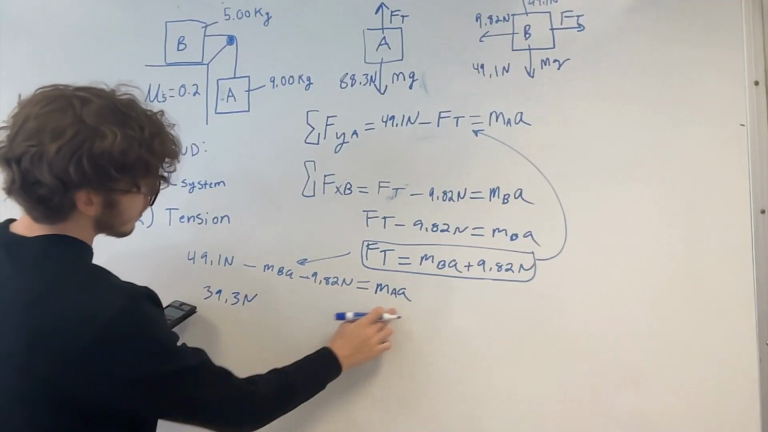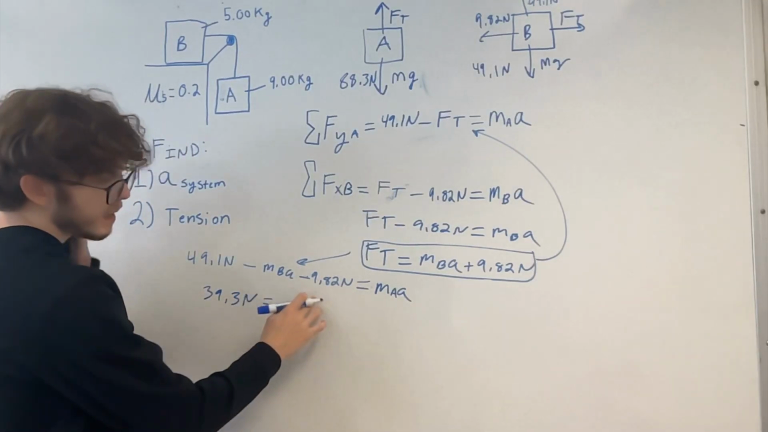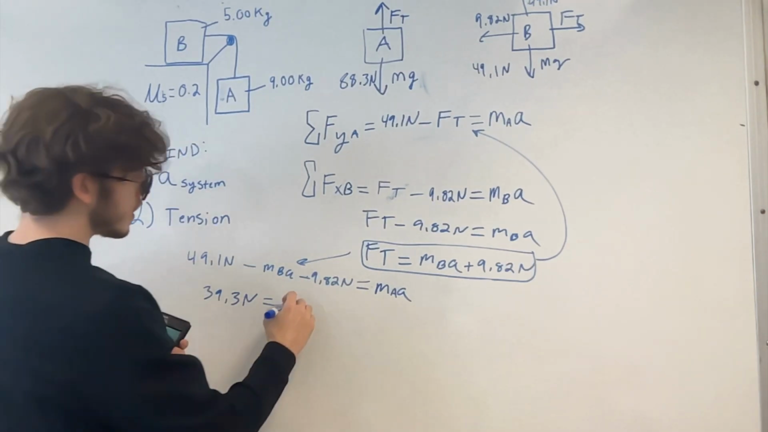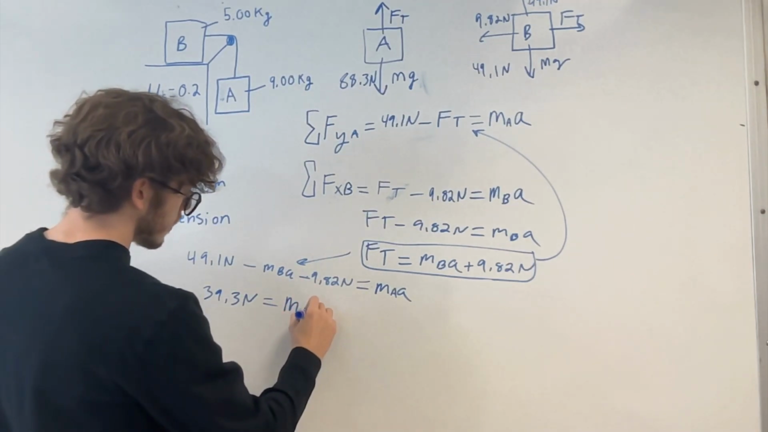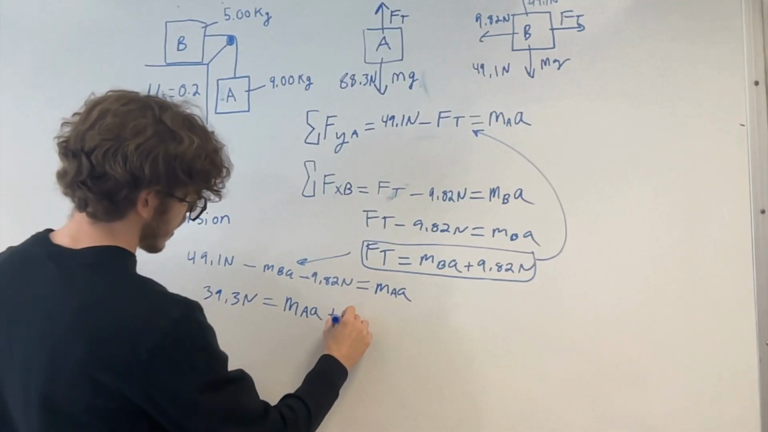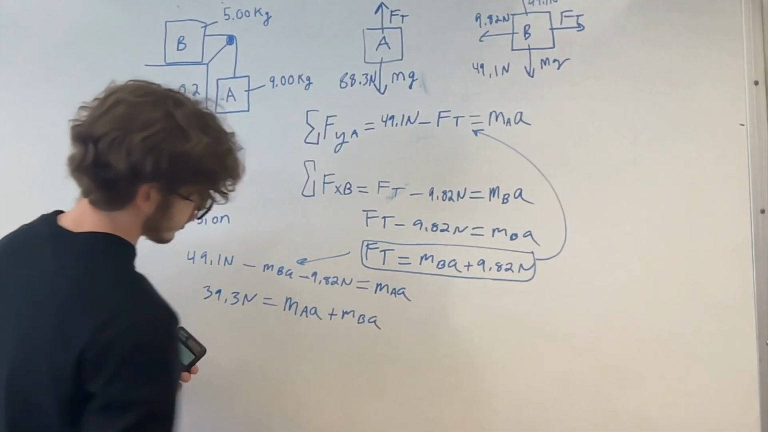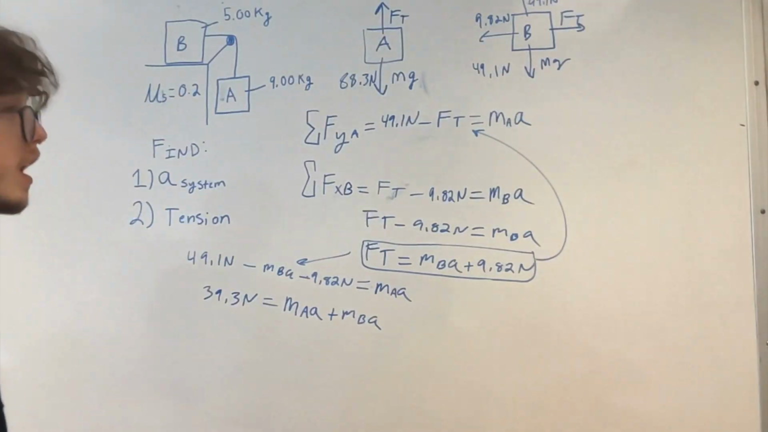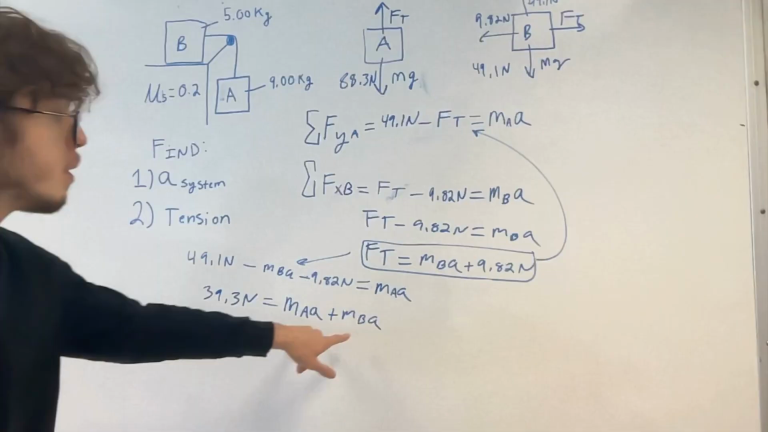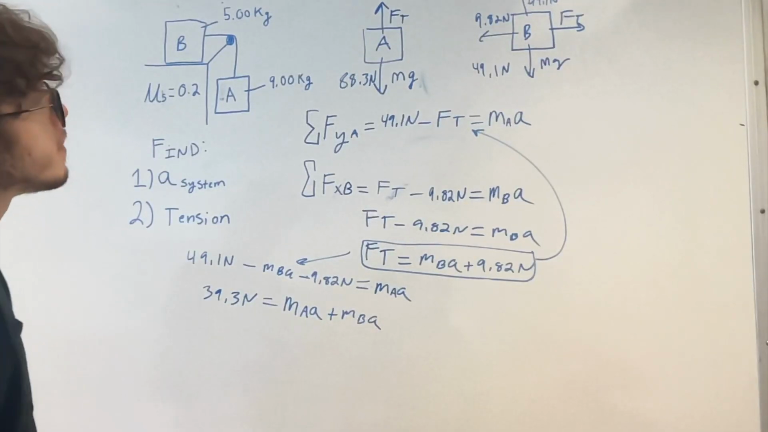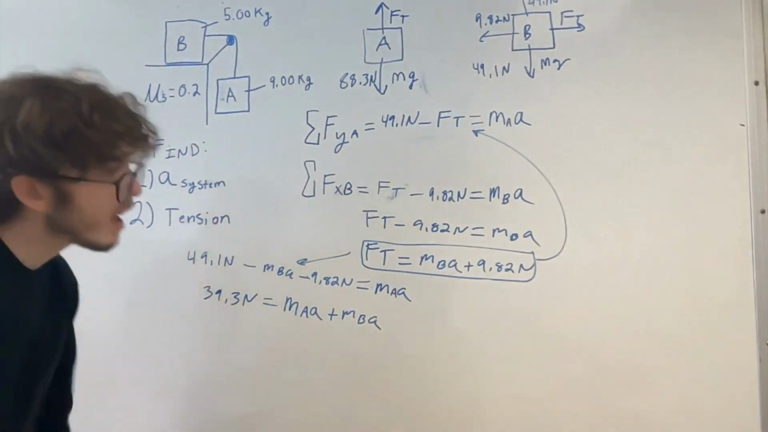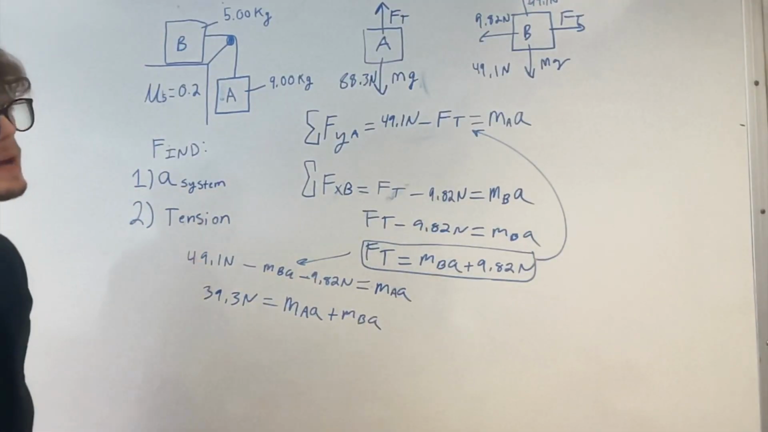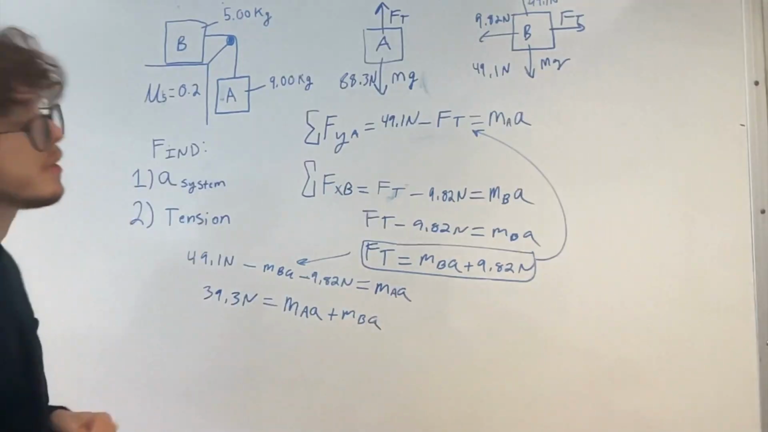Let's add over our mass times B, because we can do a factoring out of something, right? So the 39.3 newtons is equal to mass A acceleration plus mass B acceleration. What do both of these additive terms have in common? Well, they both have a mass, but they both have the same acceleration, right? Because if this body is accelerating downwards at a certain magnitude, it's also going to be accelerating this body at a certain magnitude, at the equal magnitude.